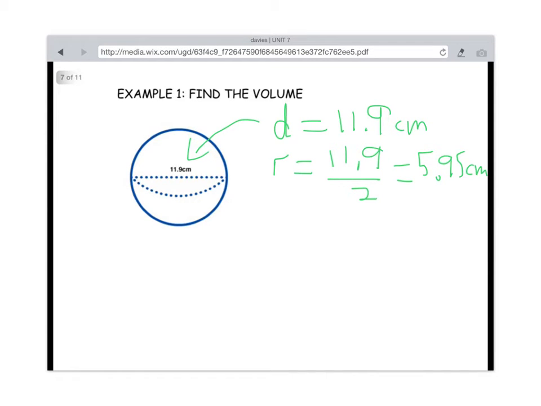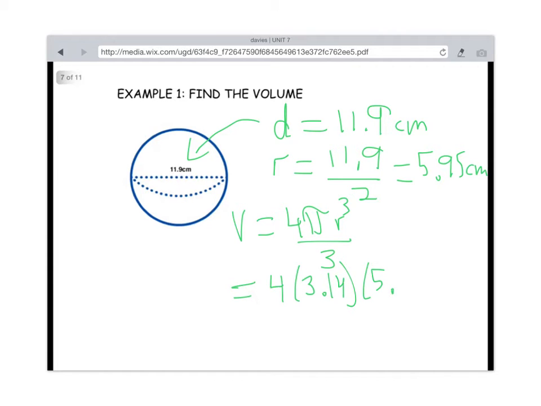So let's use all of those decimal places in the radius. If it asks you to round off to 1 decimal place, we don't want to do that until the end of the question. So volume equals 4 pi r cubed divided by 3. In this case, 4 times 3.14 times 5.95 cubed divided by 3.